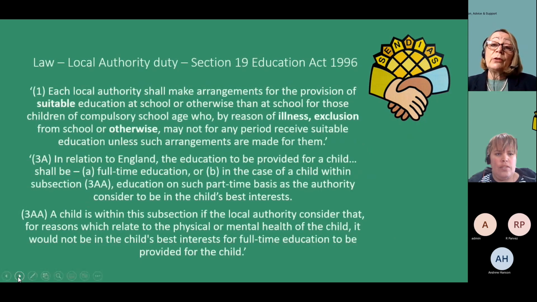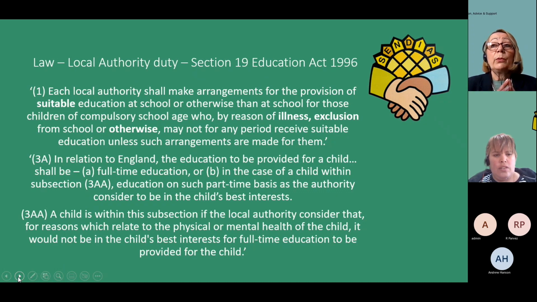Starting off with the law, there's a section under Section 19 of the Education Act around exclusions. The first point is that each local authority shall make arrangements for the provision of suitable education. The key word there is suitable education, at school or otherwise than at school, for those children of compulsory school age who, by reason of illness, exclusion from school or otherwise, may not for any period receive suitable education unless arrangements are made for them.